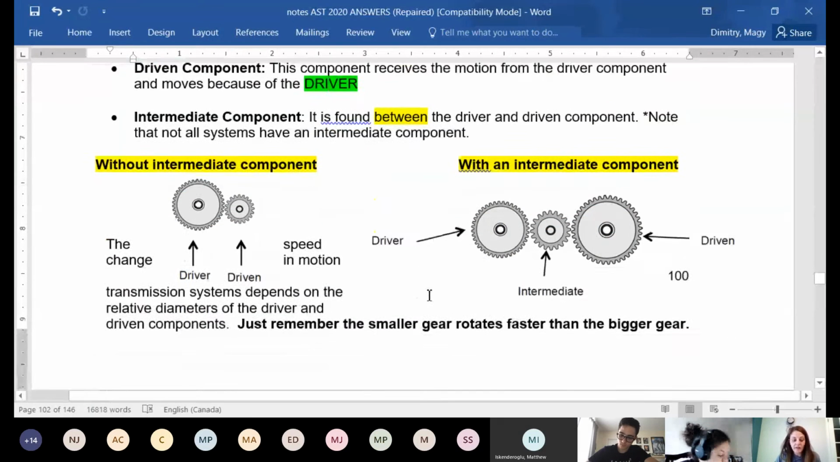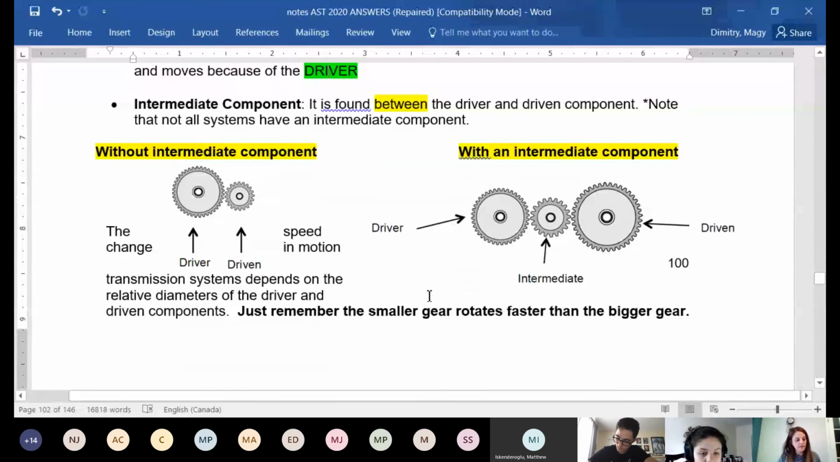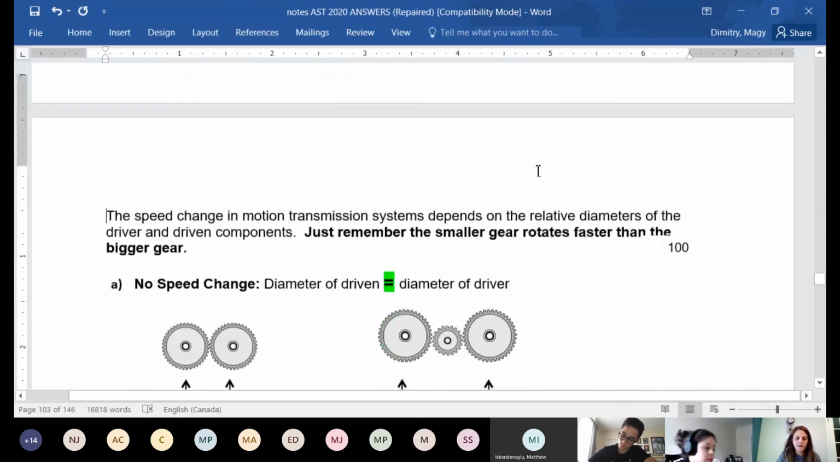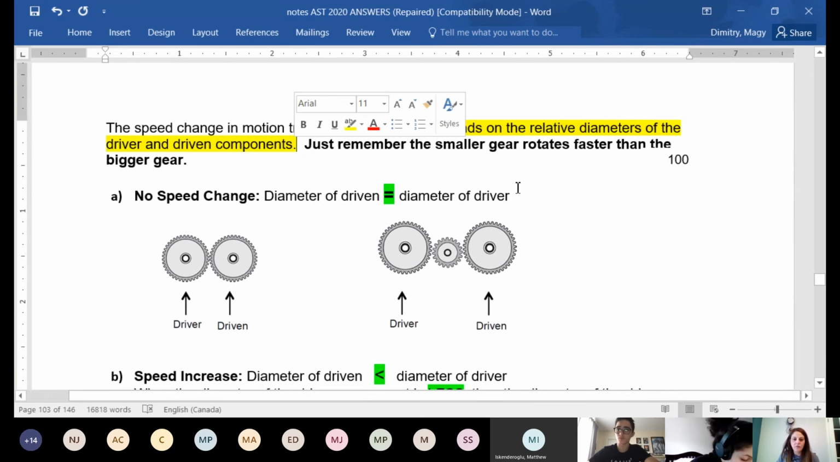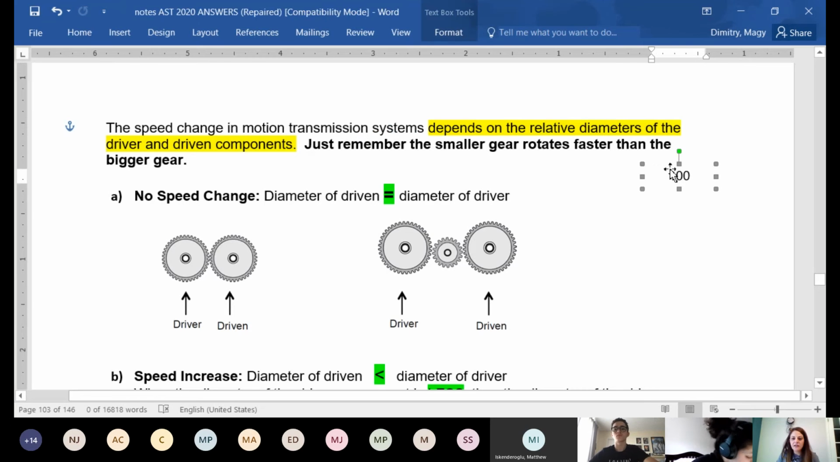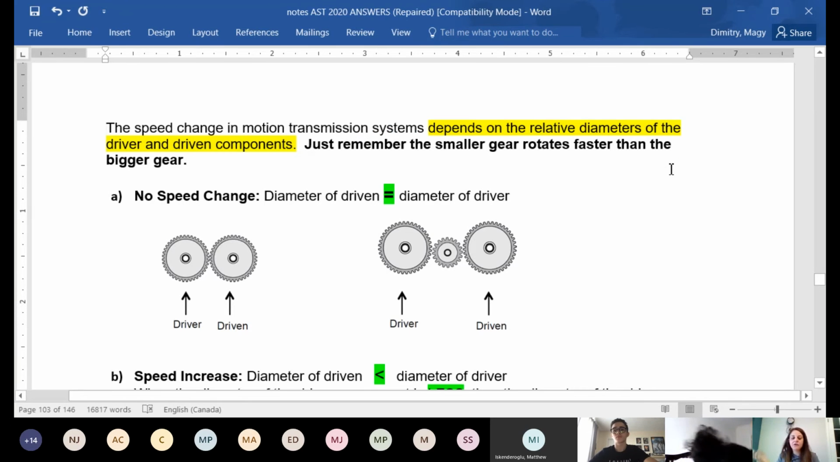Okay. So moving on to page 101, everybody. 101. Oh, it moved. That's why. There it is. So the speed change in a motion transmission system depends on, highlight, depends on the relative diameters of the driver and driven components. When I say relative, I mean in comparison with, like if I say this gear is bigger than the other gear. That's what I mean by relative to each other. Just remember that the smaller the gear, highlight, the smaller the gear rotates faster than the bigger gear.